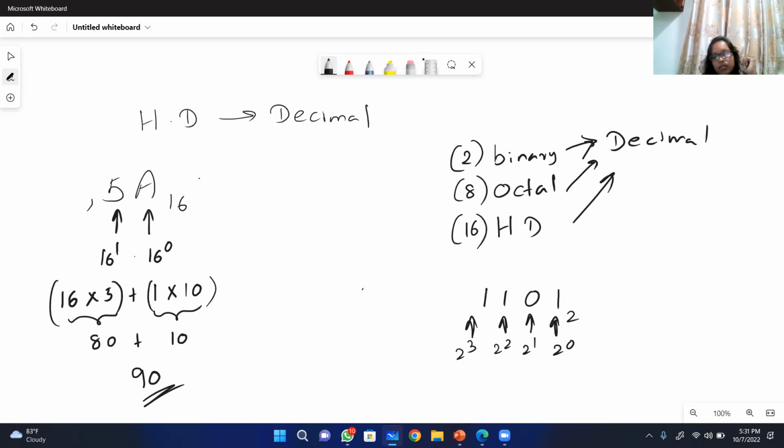Then if it is an octal one, say 37 in octal, to convert this into decimal you have to write down the place values of 8 and then add up. Now we are in hexadecimal. As the base is 16 here, you have to write down the place values as powers of 16 and then add them together.